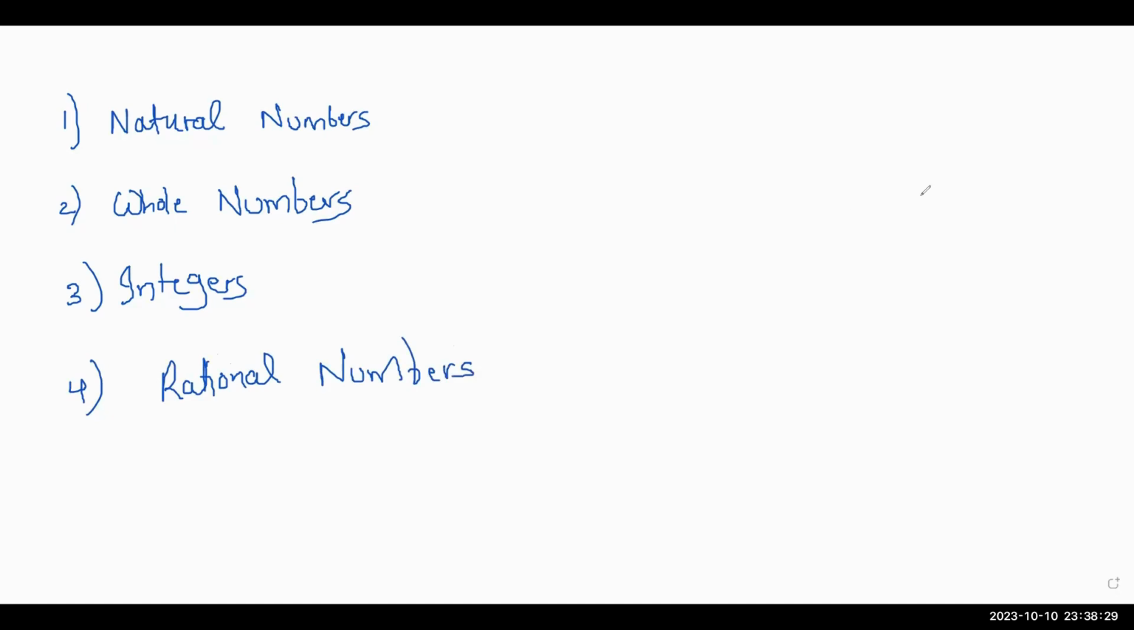I know three of these: natural numbers, whole numbers, and integers. What are natural numbers? Natural numbers are 1, 2, 3, and on and on. Whole numbers have one extra number, that is zero. So you have 0, 1, 2, 3. Integers are the same thing, but they also include negative numbers. So you have -3, -2, -1, 0, 1, 2, 3. It goes on from both ends.